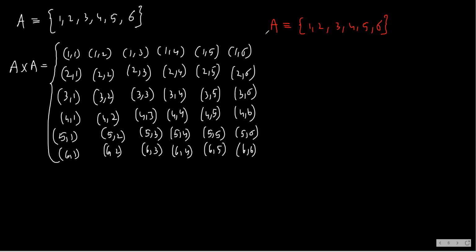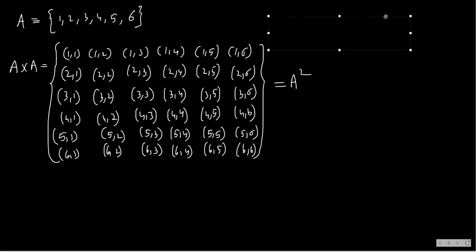What do you have? You have 36 elements in A cross A. This is also termed as A square. This is known as the Cartesian product of set A with itself.